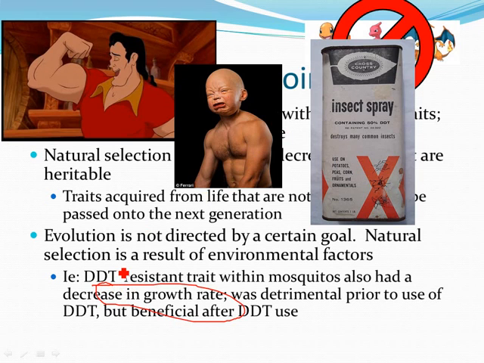But when we started using DDT, all the ones that don't have the DDT-resistant gene ended up dying off. So the number of individuals that have this gene tends to increase. This is the ebb and flow that you see within evolution, where we're not going to a certain goal, but rather it's how the environment changes that helps natural selection prefer a particular trait over another.